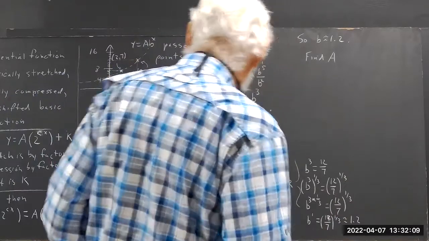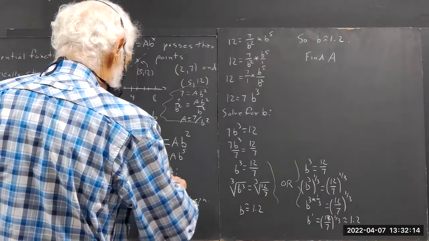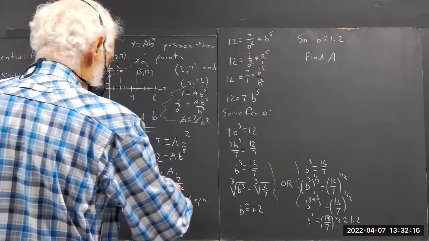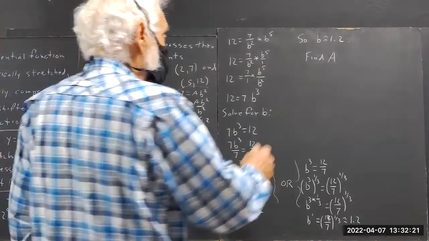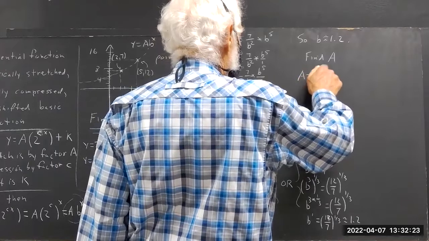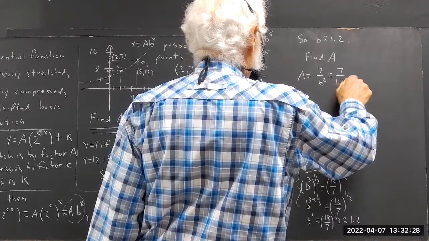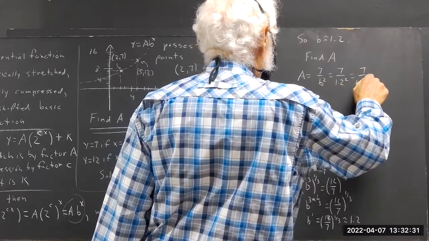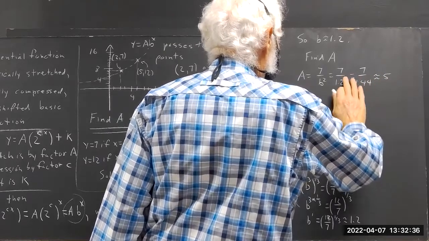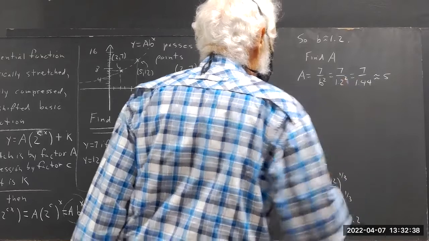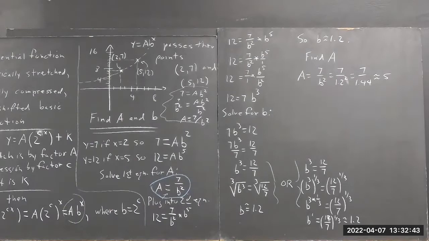Okay, to find A, as we see here, the first thing we did was solve the first equation for A, which gave us A in terms of B. So we just say A equals 7 over B squared. That's 7 over 1.2 squared, which is 7 over 1.44, which is very close to 5, just a little less than 5. Probably rounds off to 4.8 or 4.9. So there we have it.